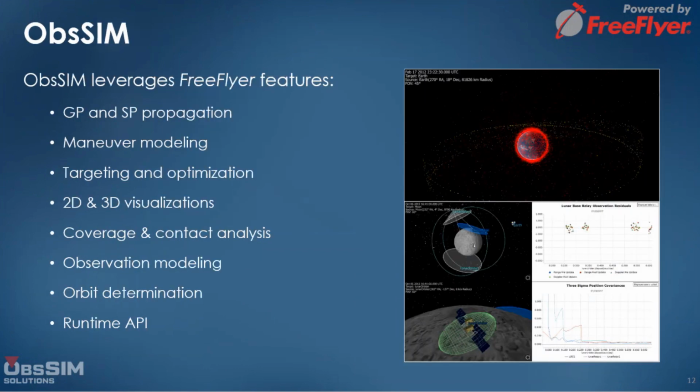So back to FreeFlyer for a minute. In order to build these event models and sensor models, we've leveraged a number of FreeFlyer features. To build the events, we use GP and ST propagation. We build a sequence of events, propagate between them, and then use FreeFlyer's maneuver modeling, as well as its targeting and optimization, to dial in those events into exactly what the exercise requires.